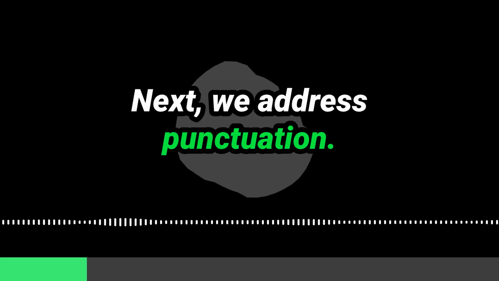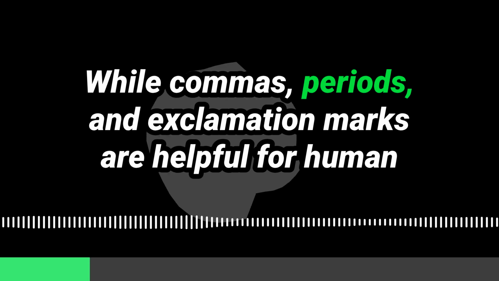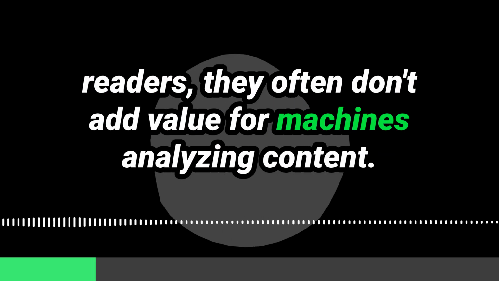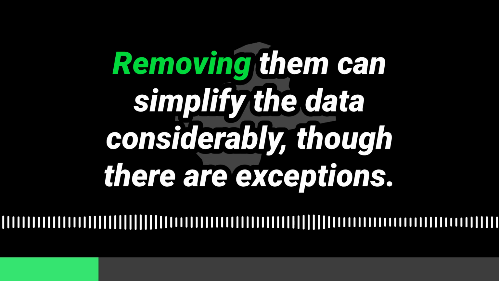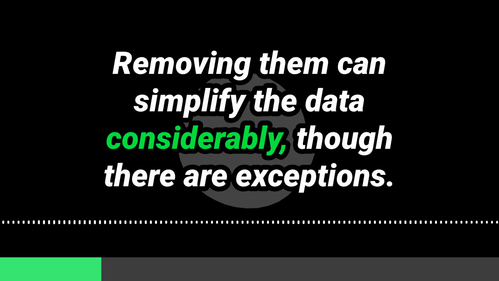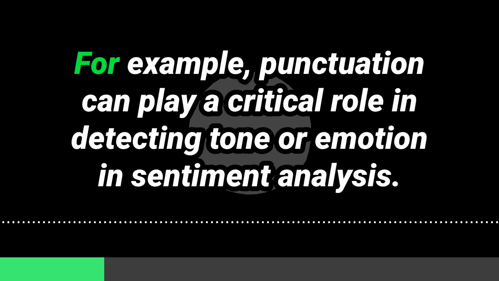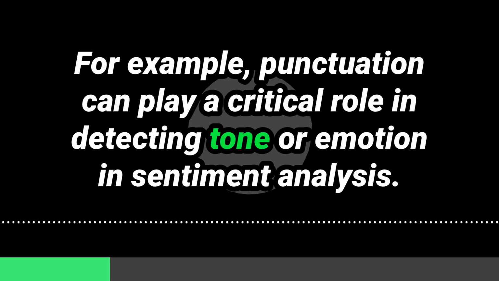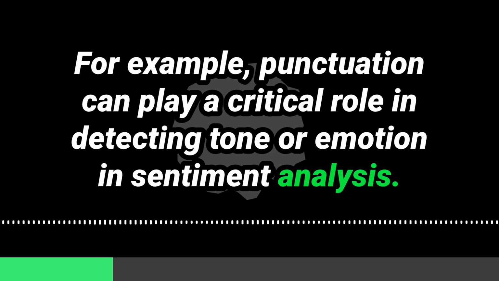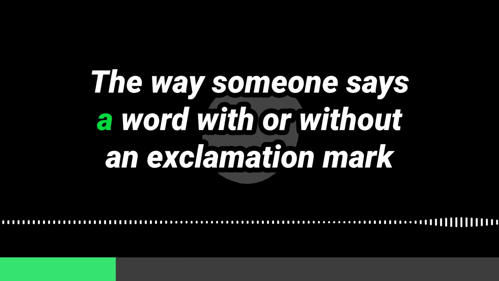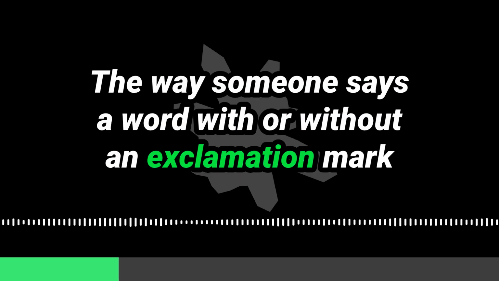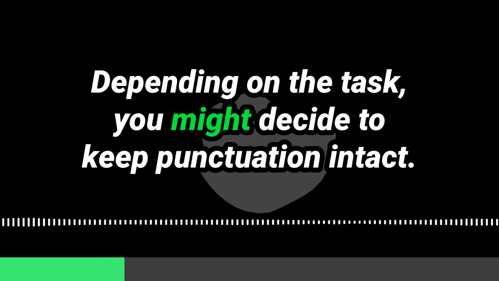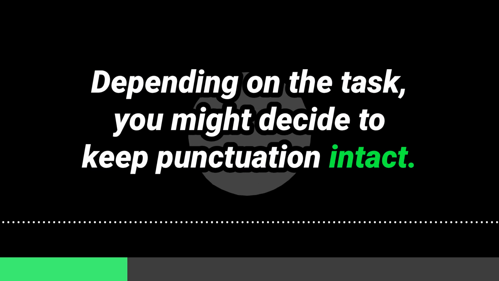Next, we address punctuation. While commas, periods, and exclamation marks are helpful for human readers, they often don't add value for machines analyzing content. Removing them can simplify the data considerably, though there are exceptions. For example, punctuation can play a critical role in detecting tone or emotion in sentiment analysis. The way someone says a word with or without an exclamation mark can convey completely different meanings. Depending on the task, you might decide to keep punctuation intact.